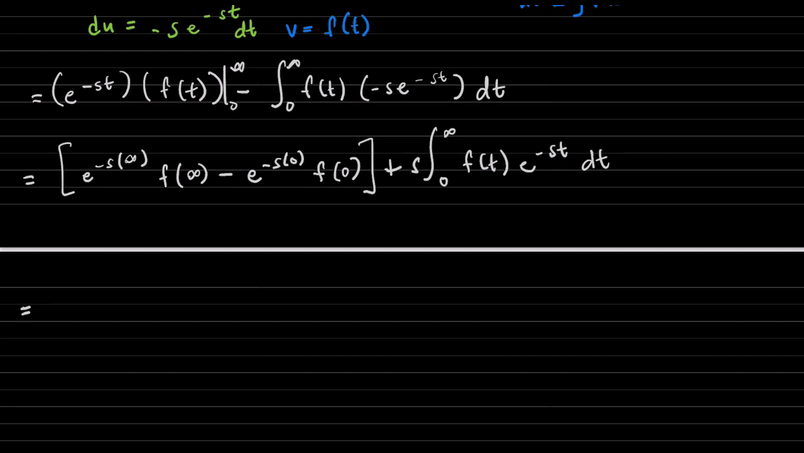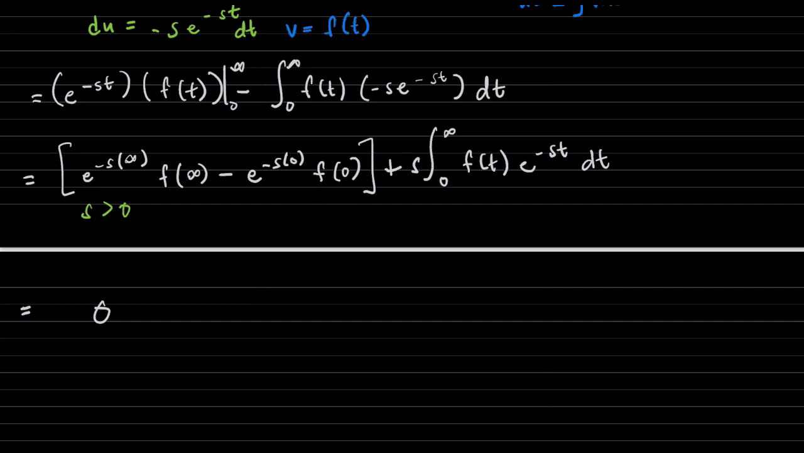So, we've talked about this several times from our previous lectures, na s must be greater than 0 para yung solution ng ating Laplace transform is hindi maging unbounded. So if s is a positive number, negative e raised to negative infinity is equal to 0, di ba? So gawin lang natin, ito ay equal to 0. And then this part, e raised to negative s times 0 is equal to 1, kasi e raised to 0 is equal to 1, and then we're left with f of 0.